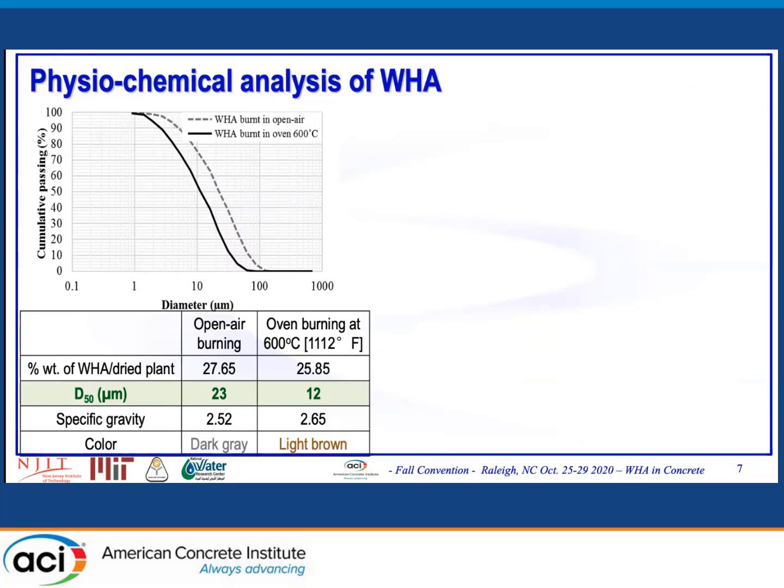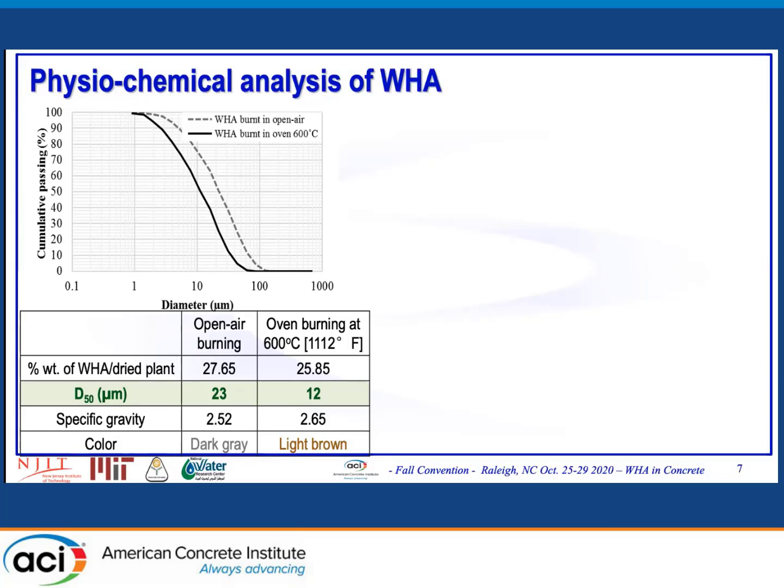So I started by doing the sieve analysis to see the fineness of this ash. Actually, I found that burning the plant in a closed furnace produces finer particles of 12 microns compared to the open air burning of 23 microns. And this encouraged me a lot. And I observed 2 different colors.